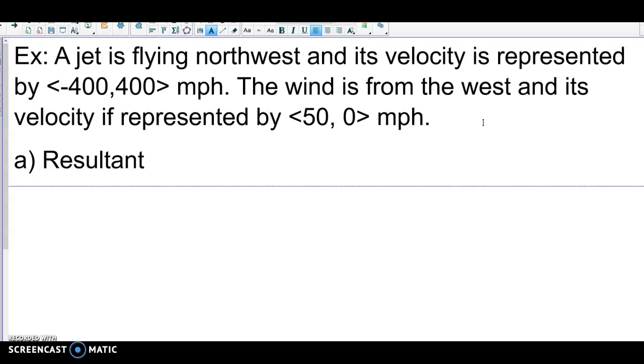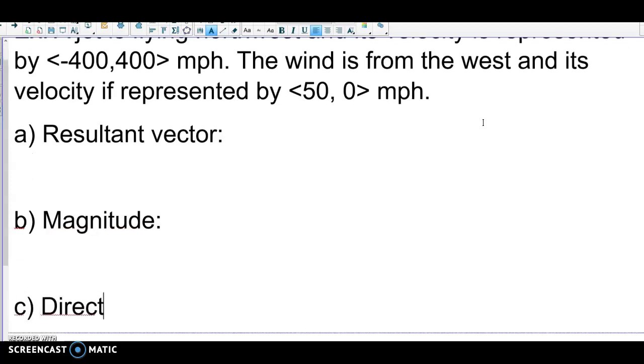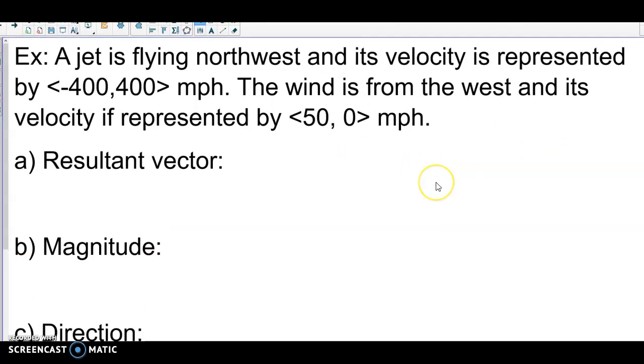We need to find the resultant vector. We need to find the magnitude. And we also need to find the direction. So this isn't as bad as you think. We're going to be trying to figure out how these two things impact each other. What's the magnitude and what's the actual direction of that jet? So for the resultant vector, we're just going to add these together. So we get negative 350 and 400.